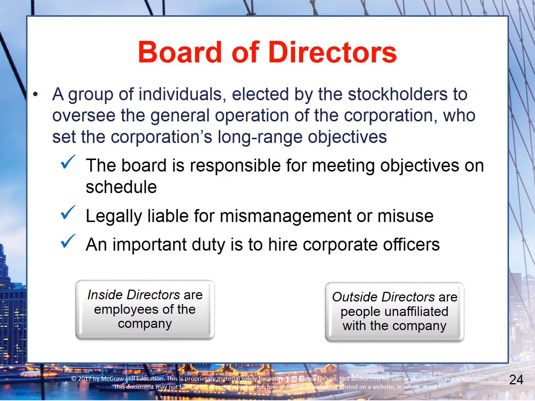Most private and public corporations and nonprofit corporations have a board of directors. Now, that board of directors is charged with overseeing the general operation of the corporation, and it is generally elected by the stockholders. They set long-range objectives, their goals, and then they ensure that they're met, and they're met on time. Board members are really legally liable for the mismanagement of the firm or any misuse of the company funds.